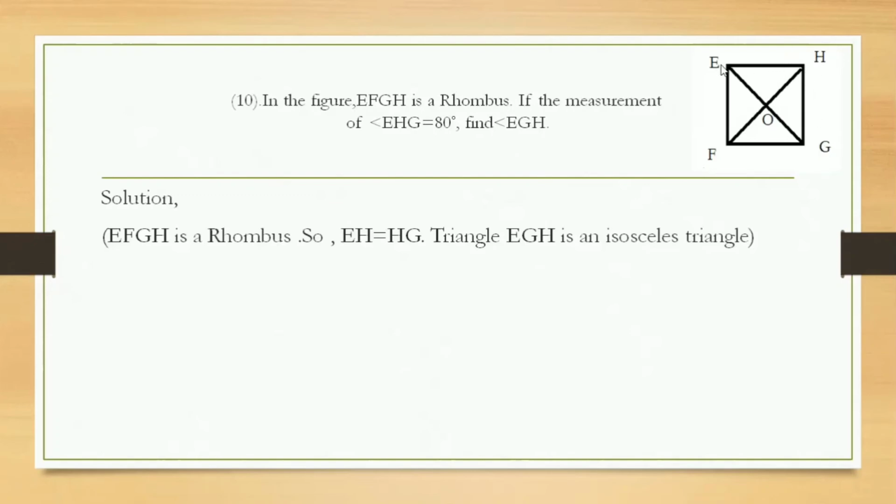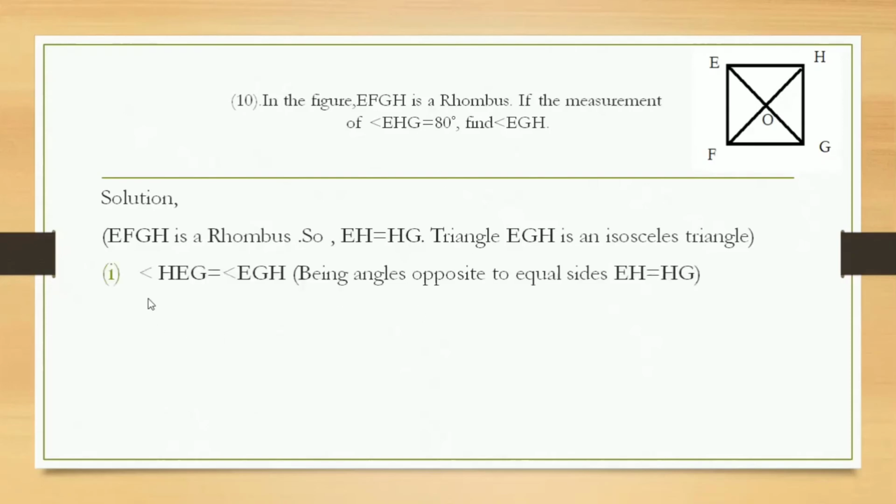In this triangle EHG, this side and this side are equal. That means it is an isosceles triangle. This is shown here. Angle HEG equals angle EGH. These two angles will be equal. If you remove this line, here will be one triangle only. This is EGH.